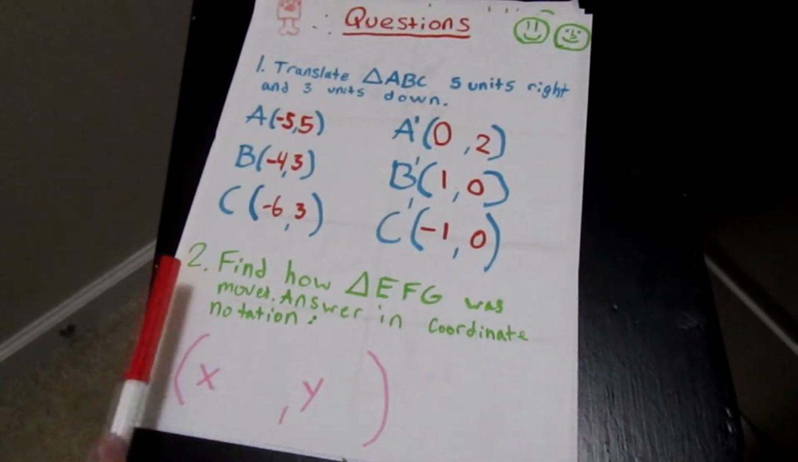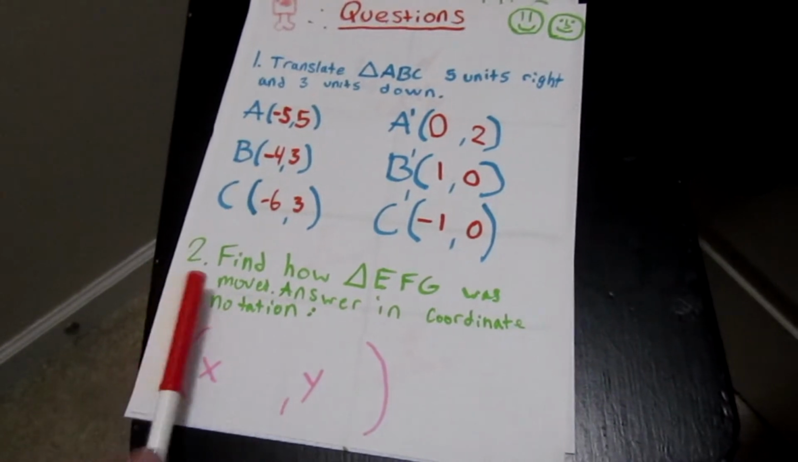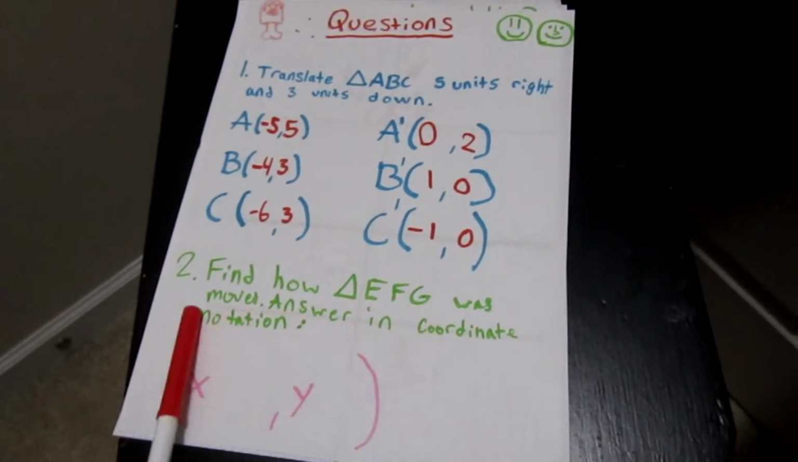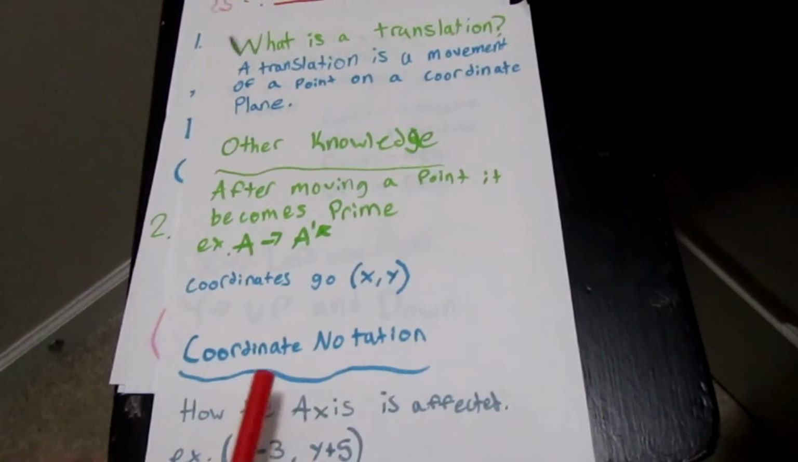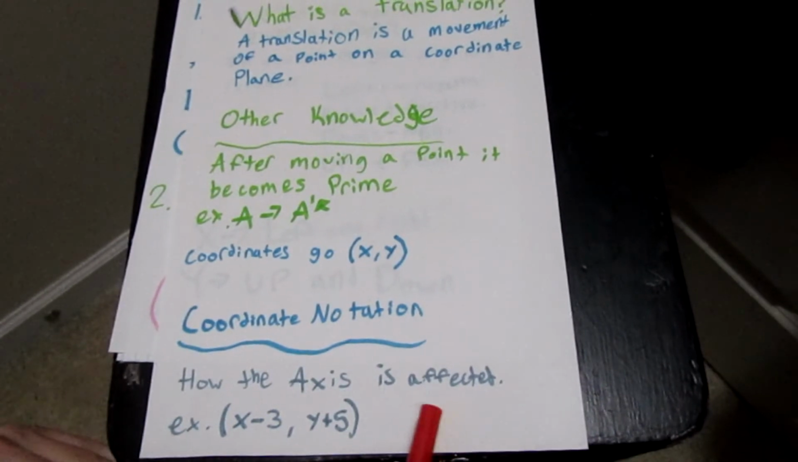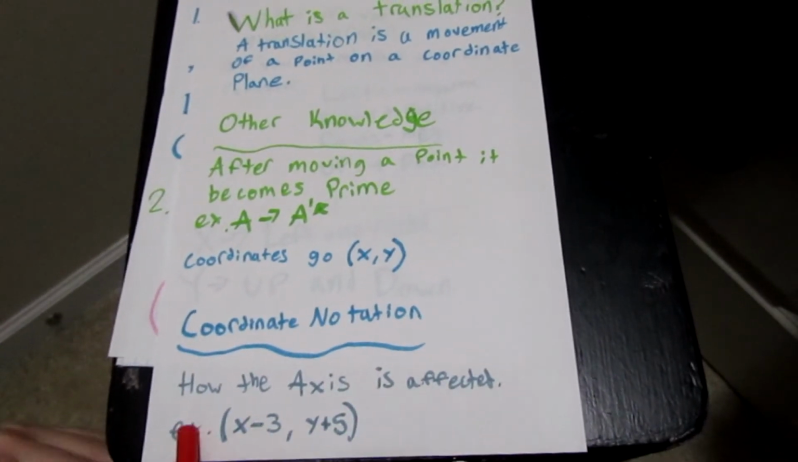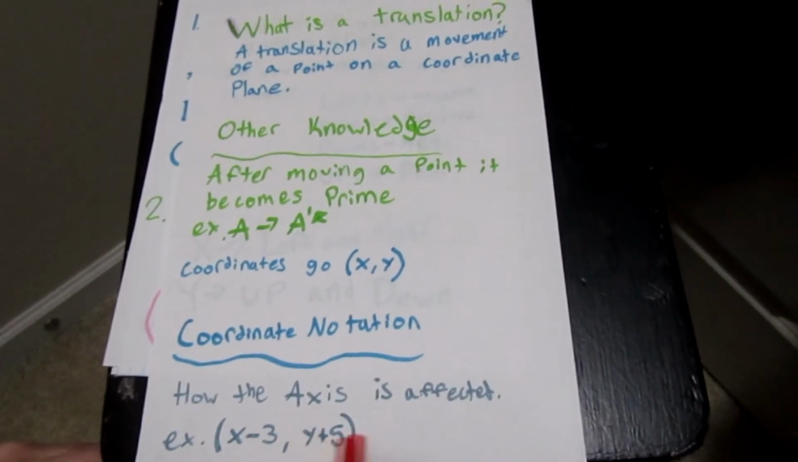So now we finished question number 1, we're going to move on to question number 2, which is: find how triangle EFG was moved. Answer in coordinate notation. So from our little note sheet, we're going to learn what coordinate notation is. And it is how the axis is affected. For example, x is subtracted by 3 and y is added by 5.